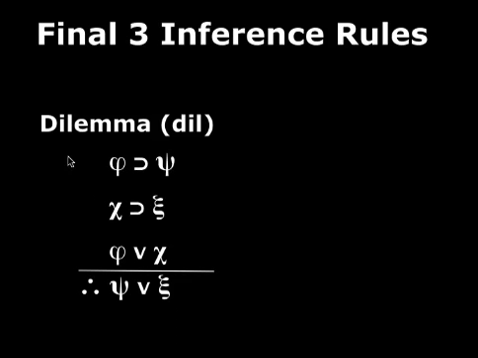If I know that if I get a dog, then there will be poop in my yard. I know if I buy a cat, there will be fur in my house, right? Suppose I know those 2 conditionals are true. And I also know that I'm either going to get a dog or a cat. I know that that disjunction is true. Well, then I can infer that I'm either going to have poop in my yard or fur in my house.